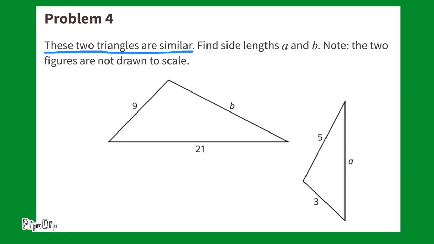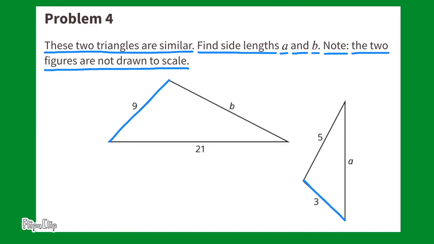Problem number 4. These two triangles are similar. Find side lengths A and B. Note, the two figures are not drawn to scale. Since these figures are not drawn to scale, we'll have to use the information that they provided us to help us figure out what the scale factor is.